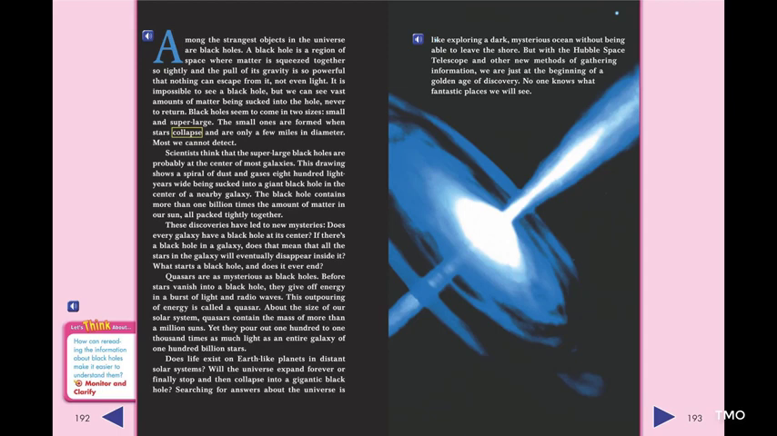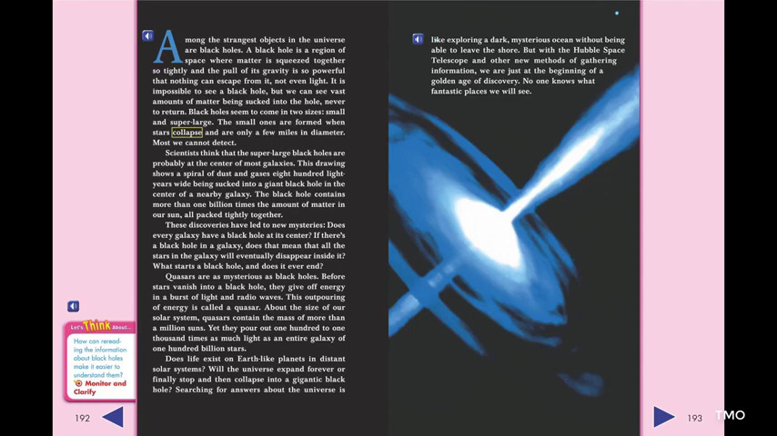This drawing shows a spiral of dust and gases 800 light-years wide being sucked into a giant black hole in the center of a nearby galaxy. The black hole contains more than 1 billion times the amount of matter in our Sun, all packed tightly together. These discoveries have led to new mysteries. Does every galaxy have a black hole at its center? If there's a black hole in a galaxy, does that mean that all the stars in the galaxy will eventually disappear inside it? What starts a black hole, and does it ever end?